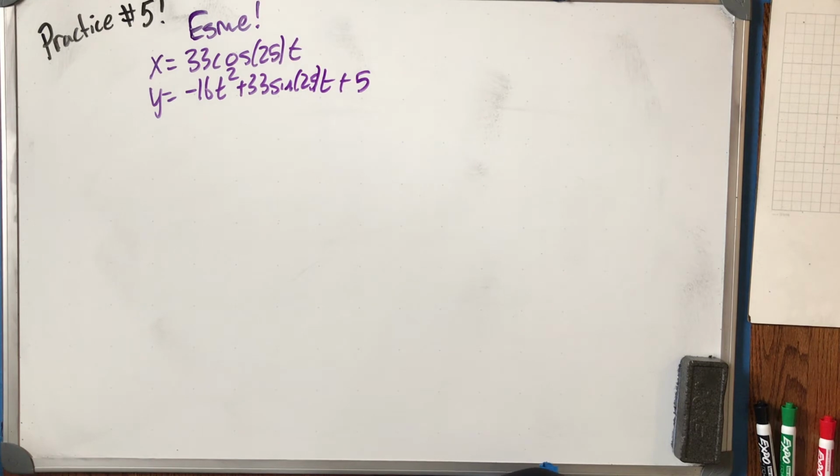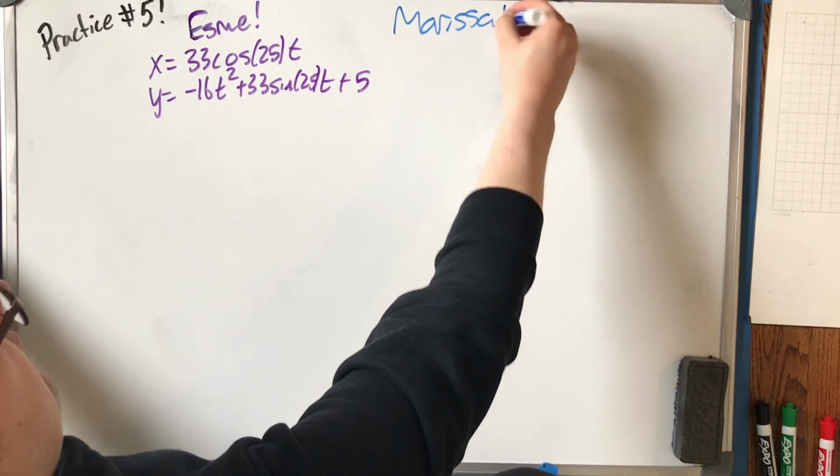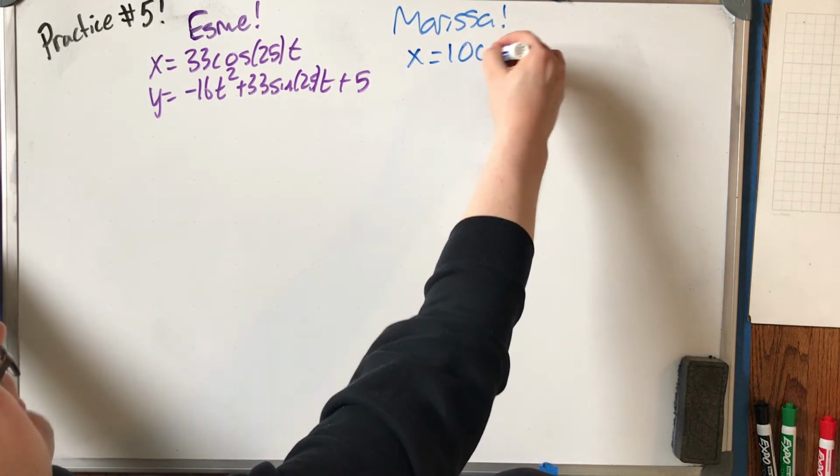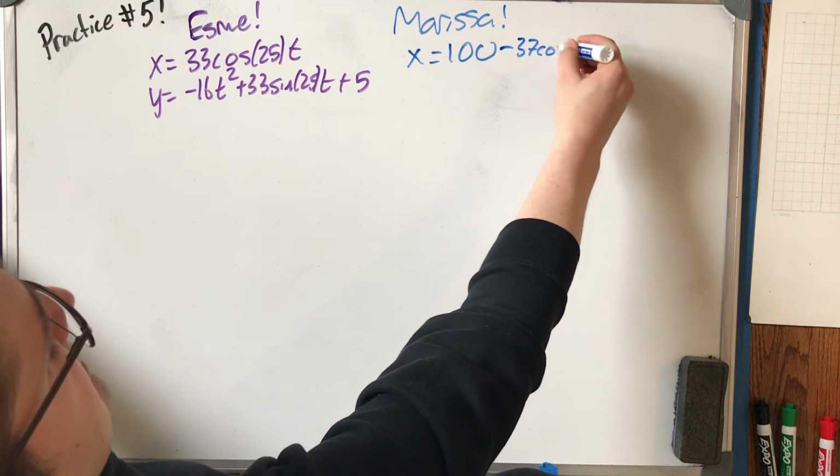For Marissa's equations, going to Marissa. Okay, we got x equals, she's starting 100 feet away from Esme and is throwing backwards, so I'm going to subtract.